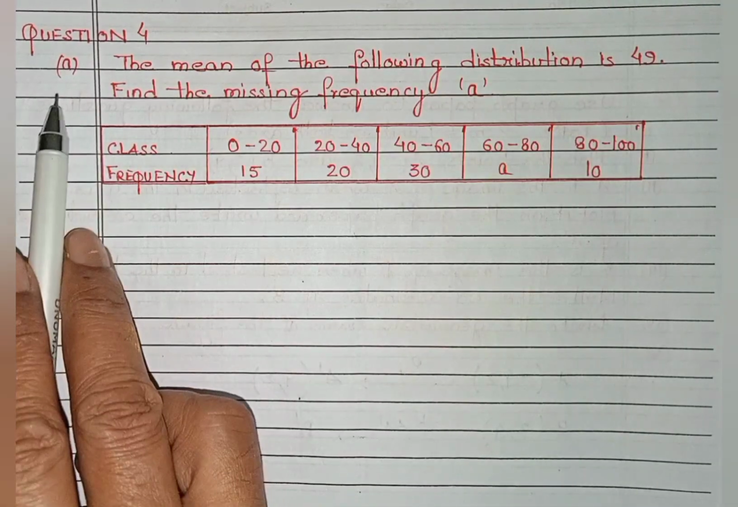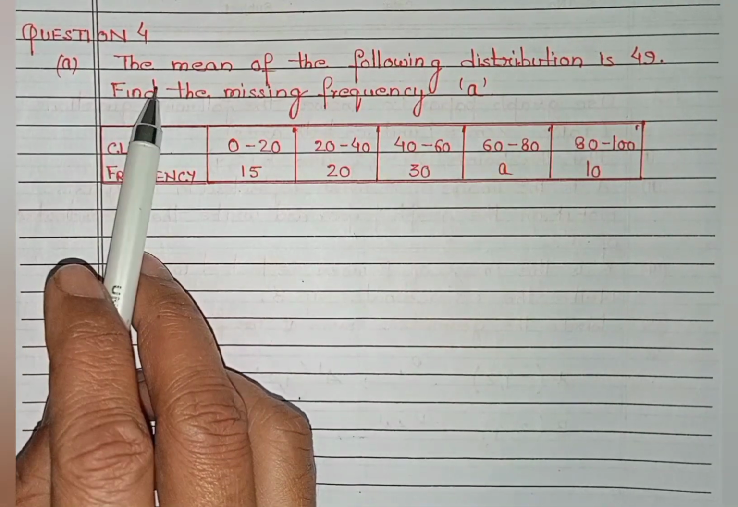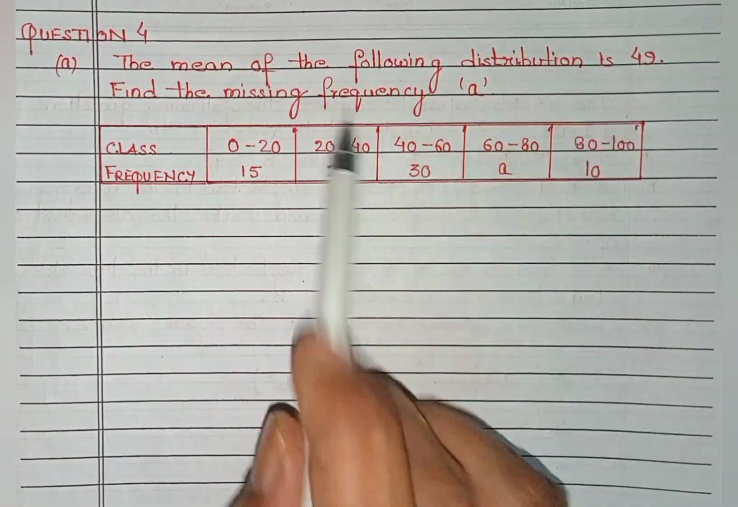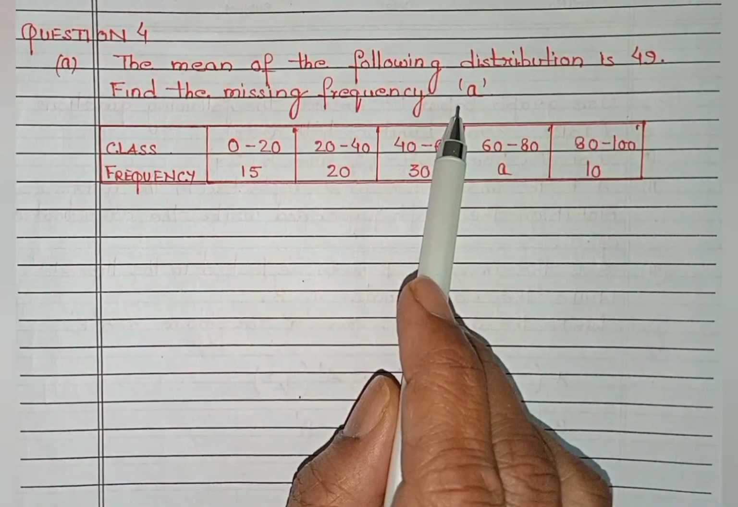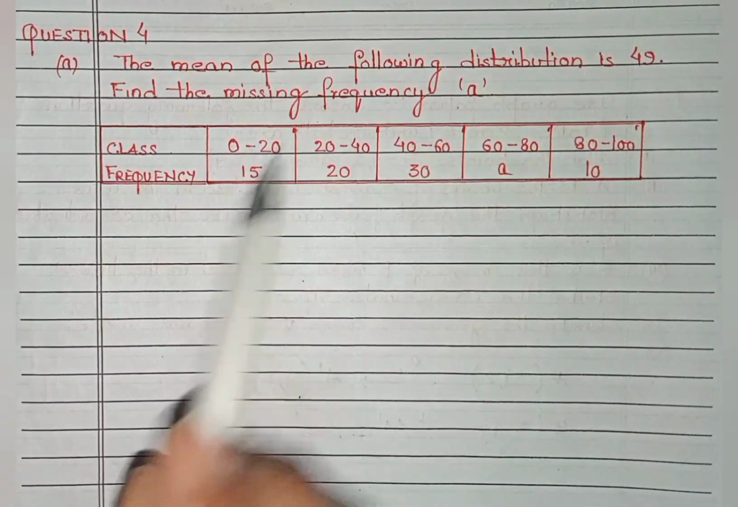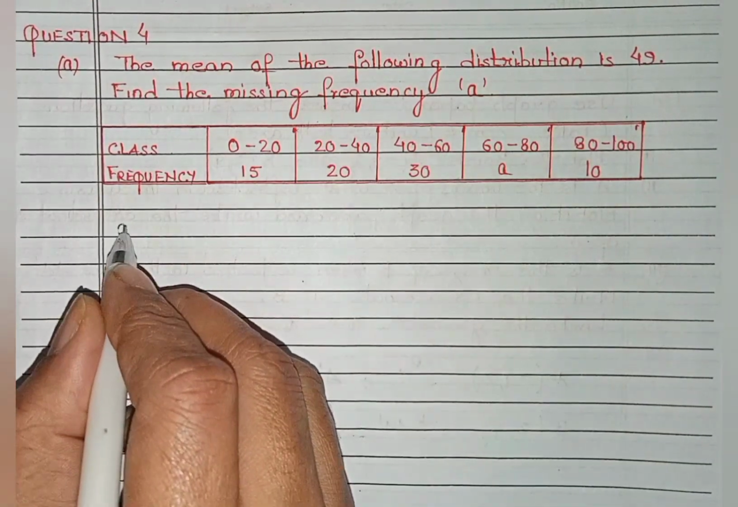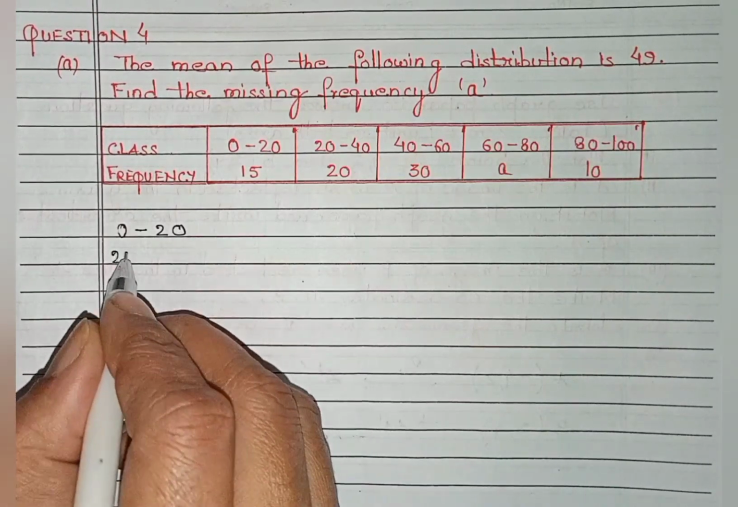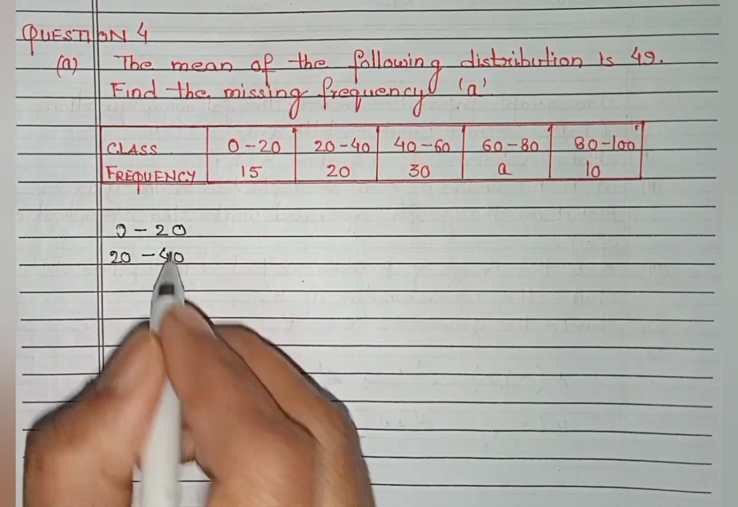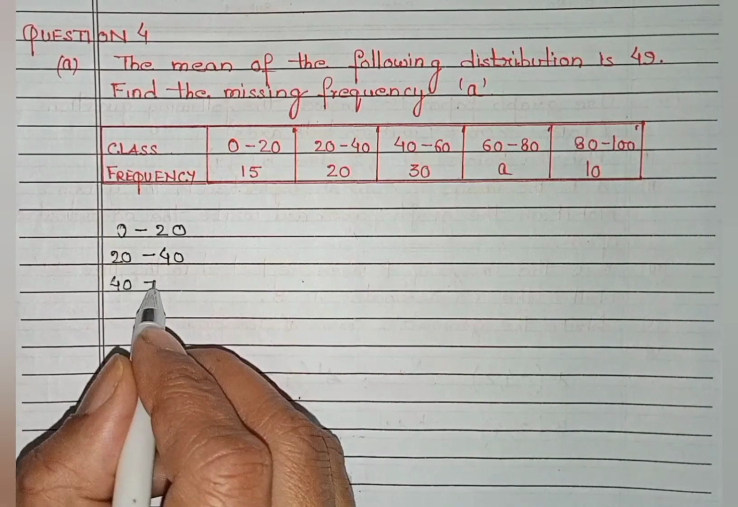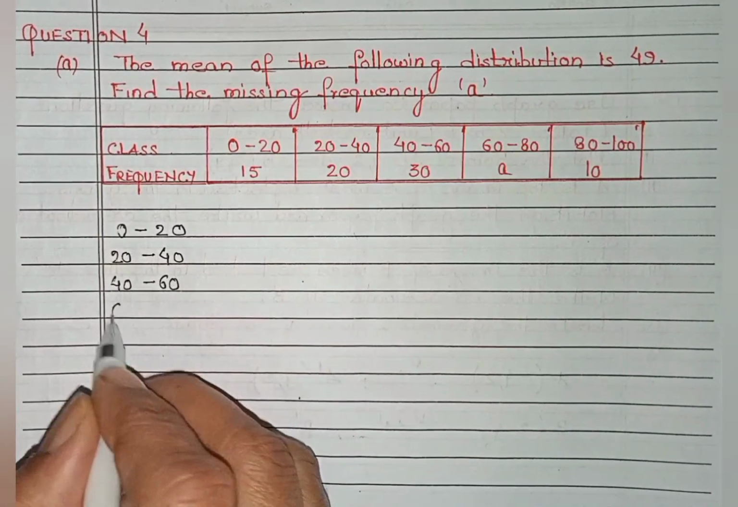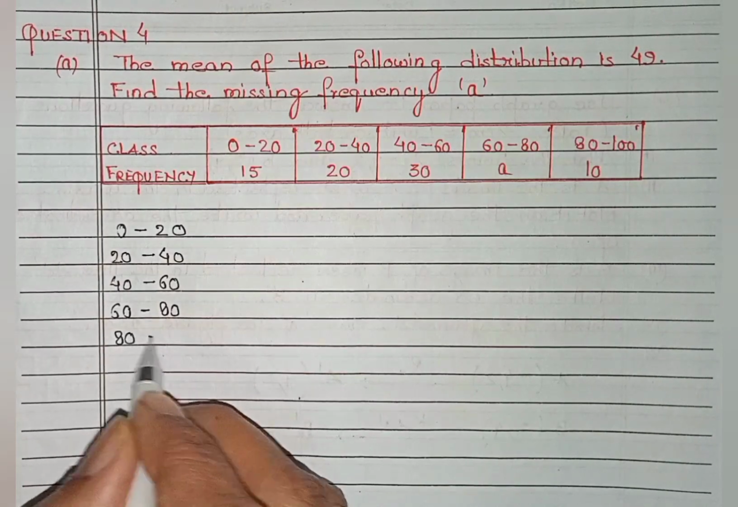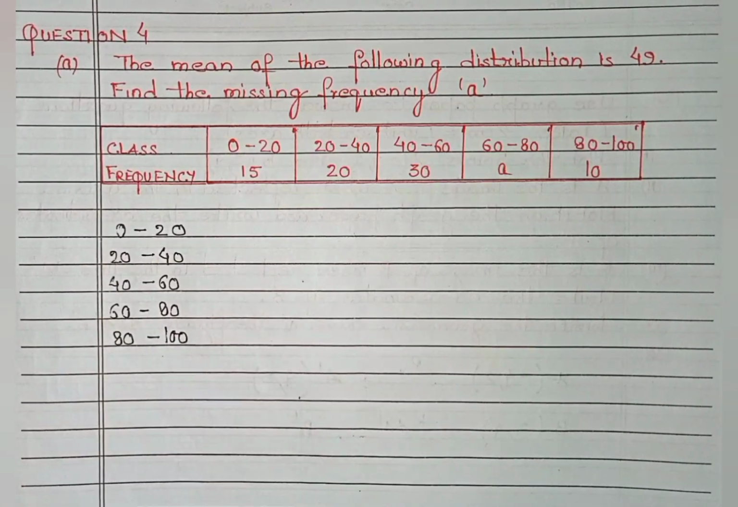Now in question number 4a part, they say the mean of the given distribution is 49 and we have to find the missing frequency. This is the class interval given to us: 0 to 20, 20 to 40, 40 to 60, 60 to 80, 80 to 100.